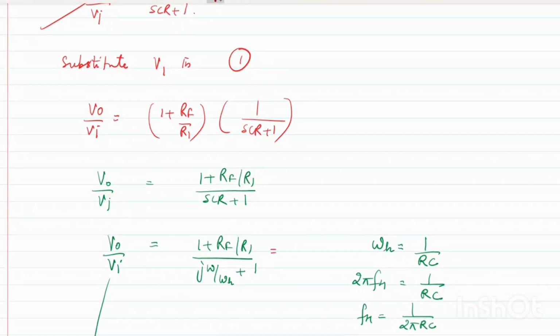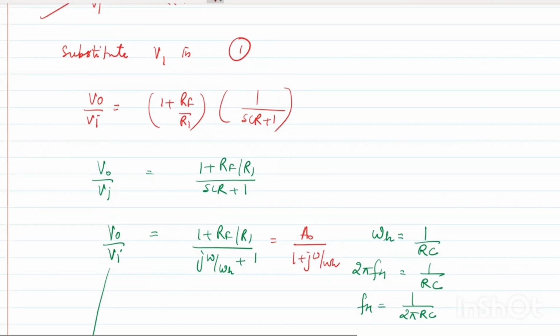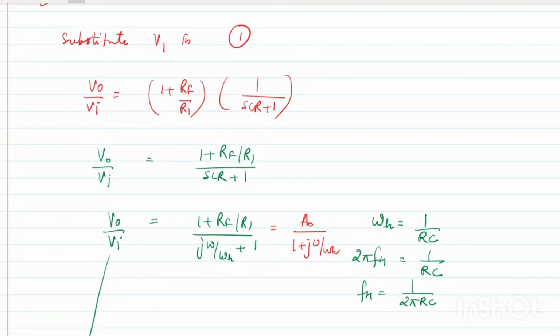So this is the numerator, we are writing it as A naught, and this is 1 plus j omega by omega H. What is omega H? Omega H is 1 by RC, and omega H is 2 pi FH. So FH is 1 by 2 pi RC.